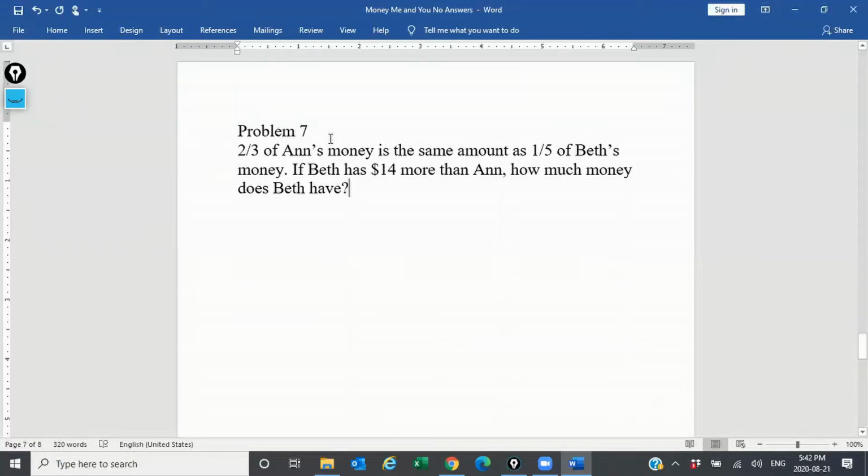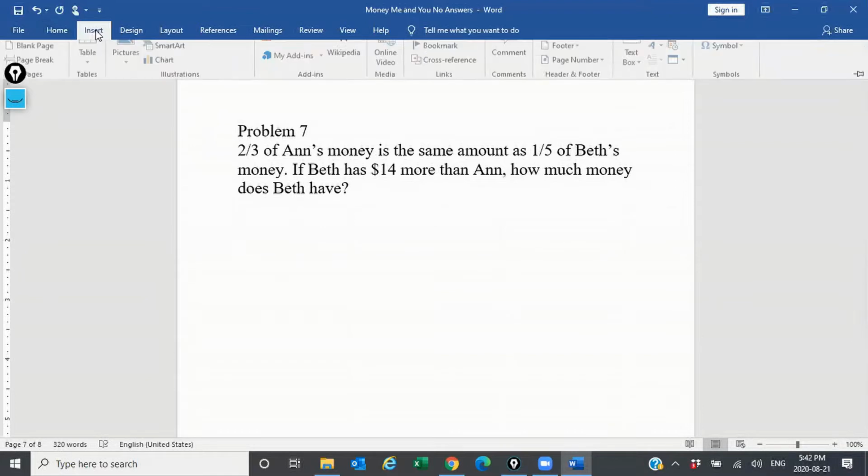So here's problem 7. 2/3 of Anne's money is the same amount as 1/5 of Beth's money. If Beth has $14 more than Anne, how much money does Beth have? So let's figure this out. I'm going to do a 10. Maybe 1, just to be on the safe side.